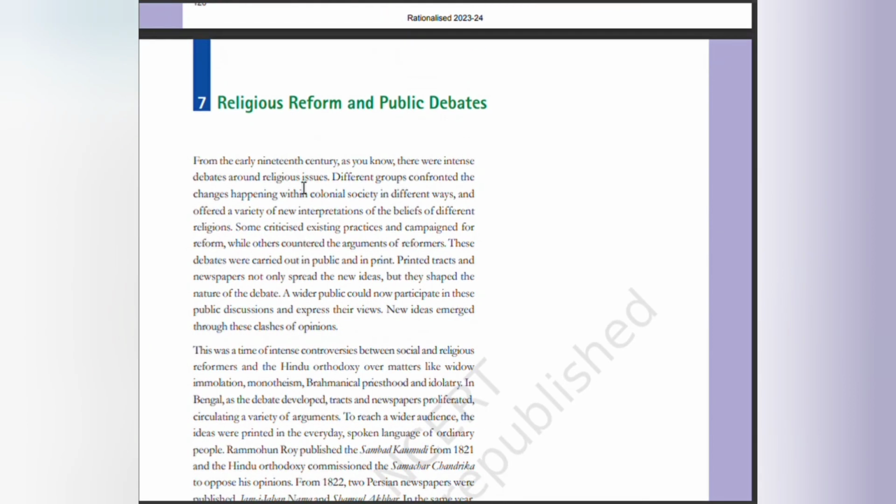Religious reforms and public debates. From the early 19th century, as you know, there were intense debates around religious issues. Different groups confronted the changes happening within colonial society in different ways, offered a variety of new interpretations of the beliefs of different religions. Some criticized existing practices and campaigned for reform, while others countered the arguments of reformers. The debates were carried into public and in print.